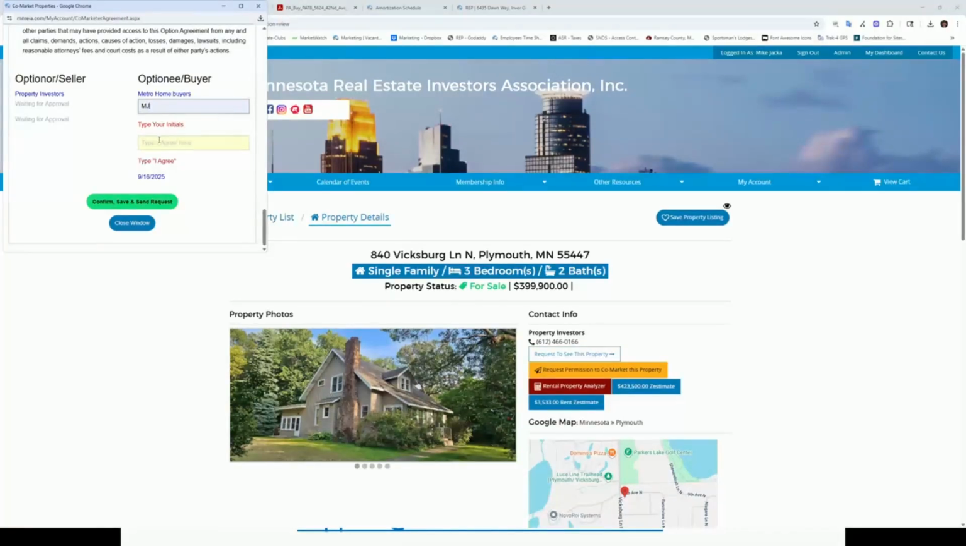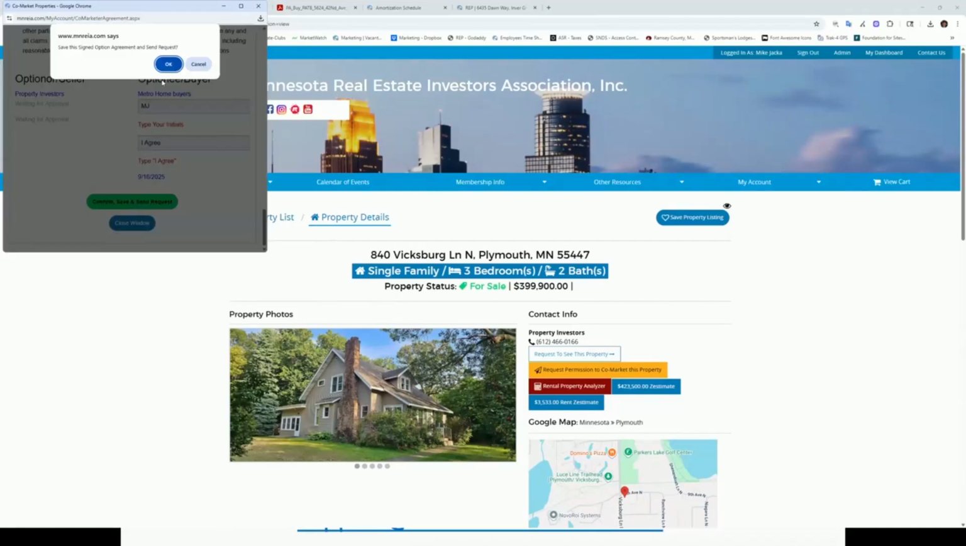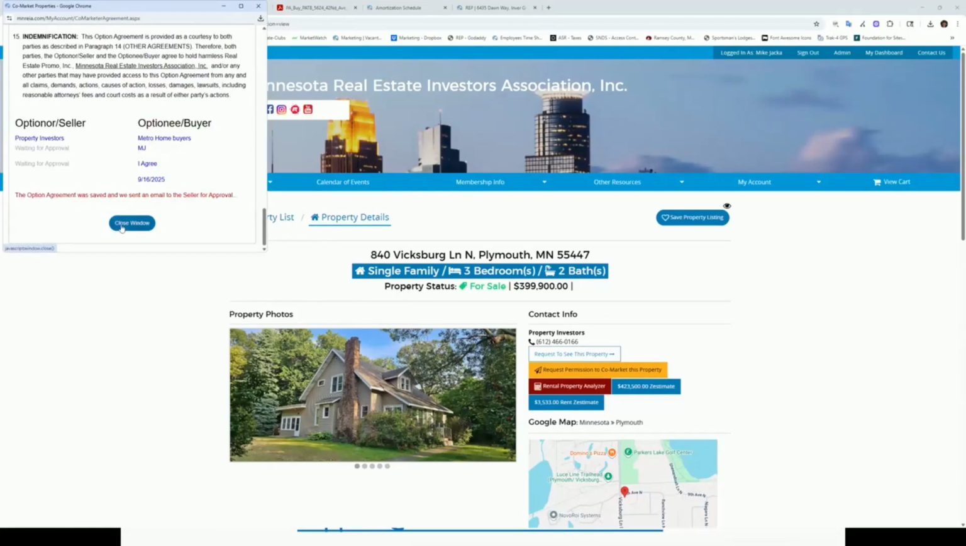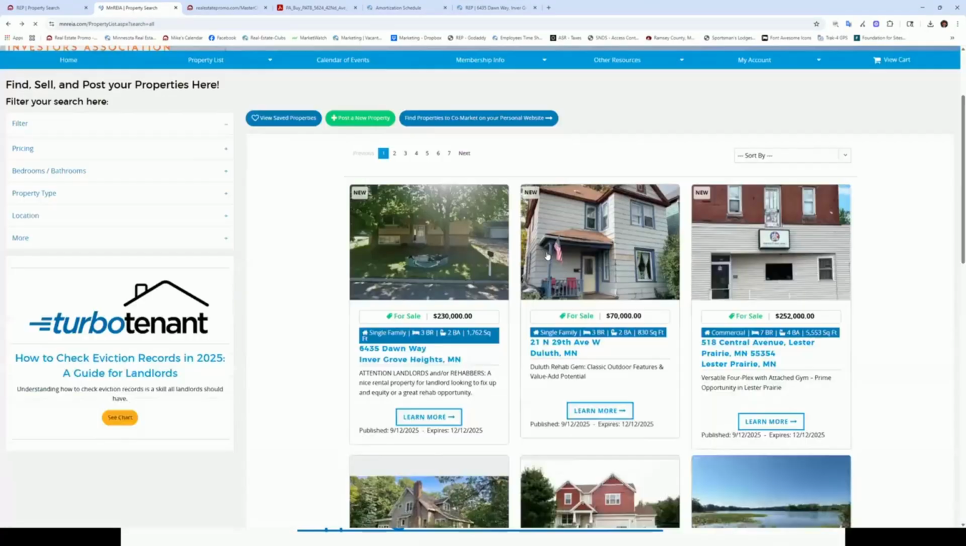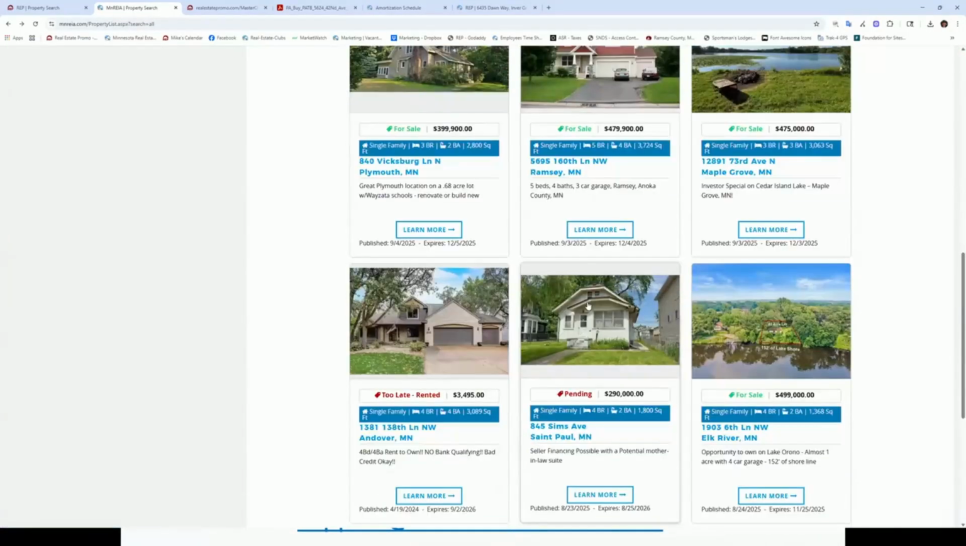And it automatically happens. So I'm just going to put in my initials and type I agree. So this is basically our digital signature. I'm going to hit save. And so now it's sending off an email to this property's investors. And once they've approved it, it will then show up on my personal site. Let me go see if there's anything else out there that I would be interested in.